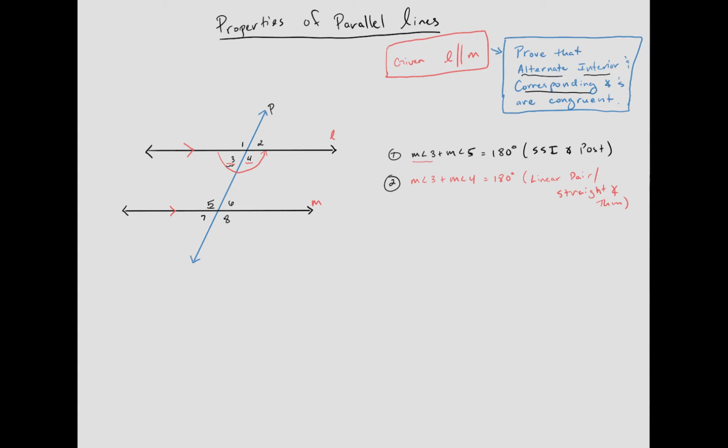Well, now we can use substitution because we know that both of these things are equal to 180 degrees. That means they both have to be equal to each other. And that's just through substitution. Using now the algebraic subtraction property, I have measure of angle 3 on both sides. So if I subtract the measure of angle 3 from both sides, I'll get the same thing, right? And now we've proven that these two angles are congruent.